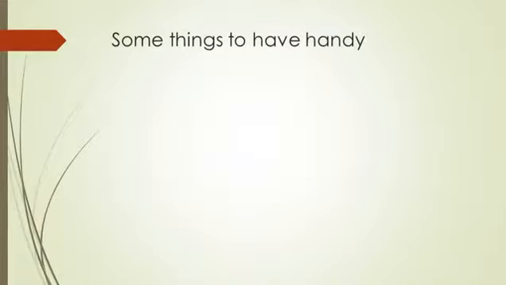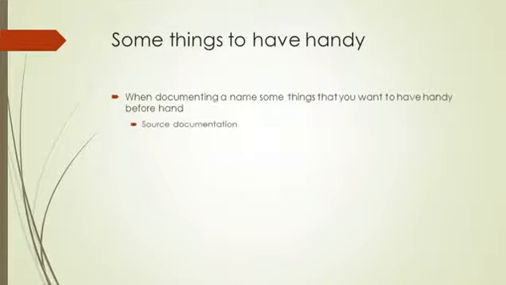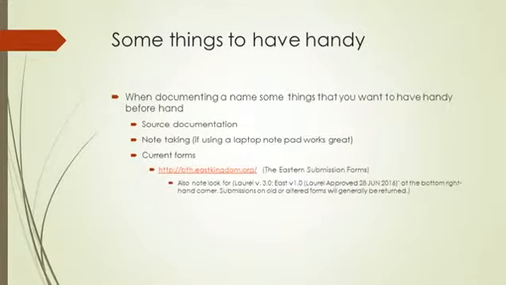Some of the things you might want to have handy before we get started. Source documentation, whether it be on-site websites or books that you may have handy. Note taking. If you're using a laptop, Notepad works great for something like this. Current forms, all located at the Blue Tiger submissions forms section. You'll know that they're the correct ones when you download them in your particular preference.